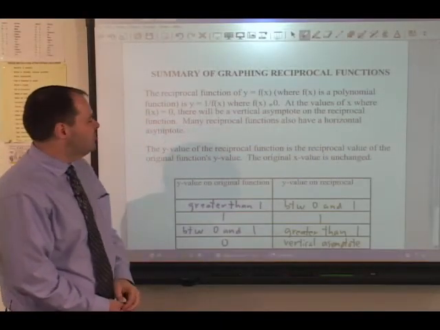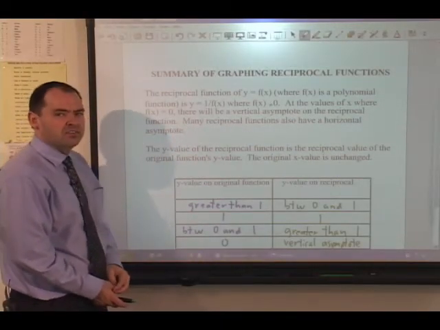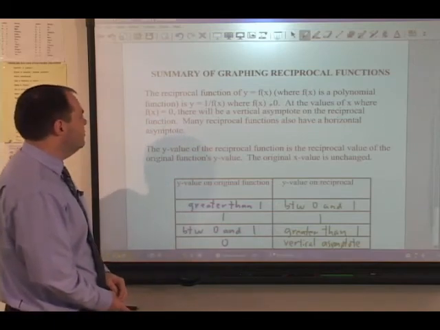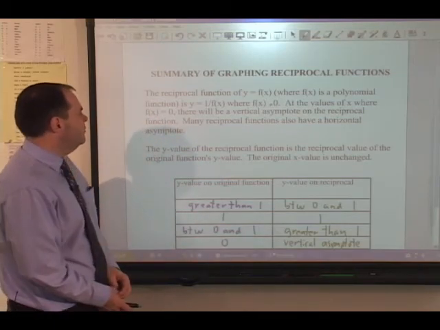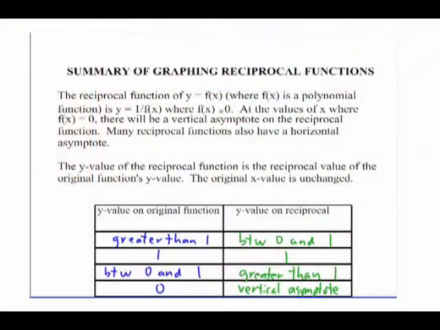To conclude, let's just summarize some of the major results we've come to learn about with reciprocal functions. We've taken a polynomial function, f of x, and we've reciprocated it to get 1 over f of x, where of course f of x cannot be 0. At these values of x, where f of x is 0, we have found that there will typically be vertical asymptotes on the reciprocal function. And as we've also seen, many reciprocal functions also end up having horizontal asymptotes.